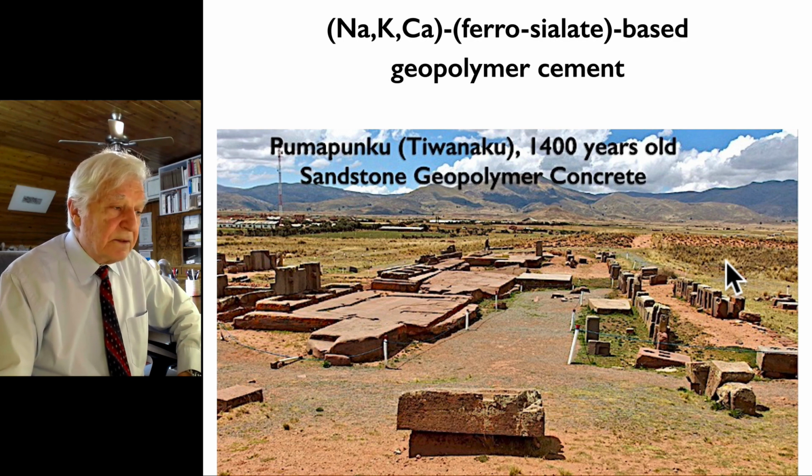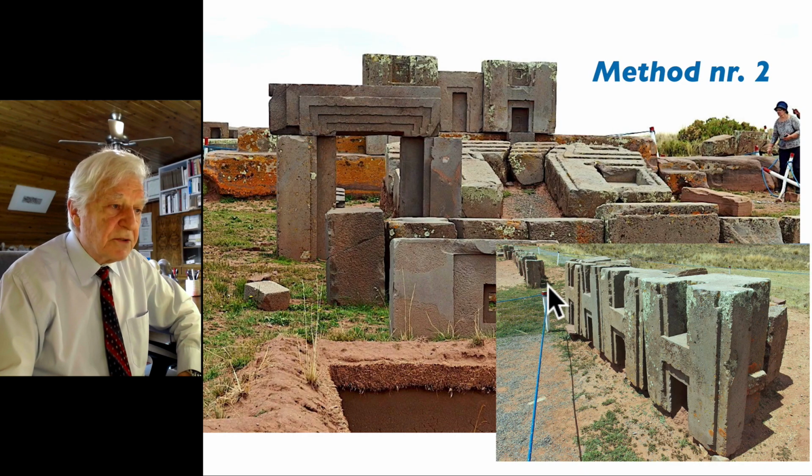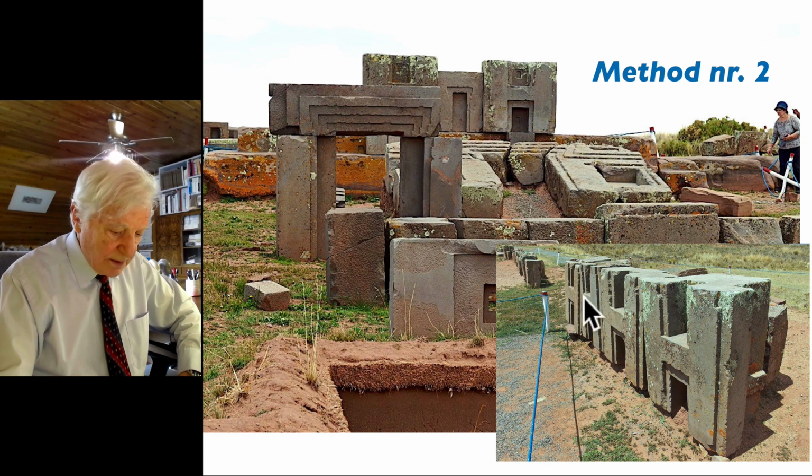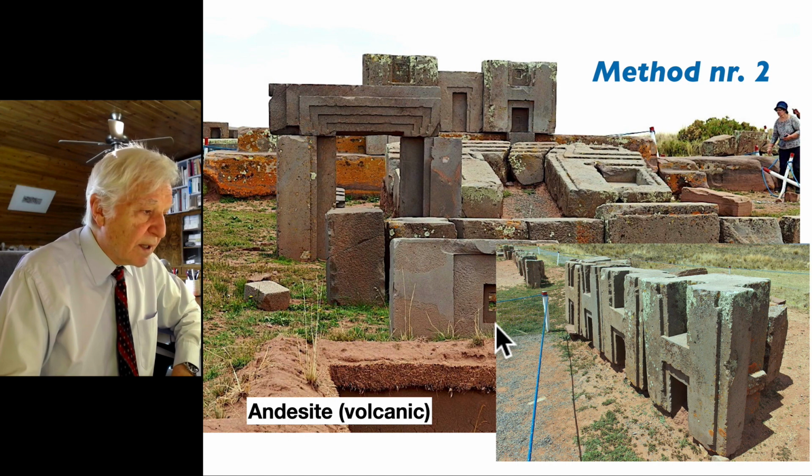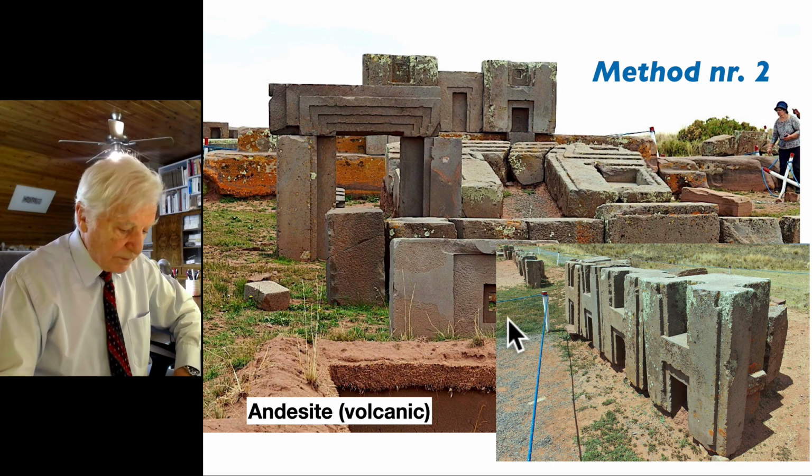So we had discovered that at that site they used two systems, the alkaline system, this is sandstone geopolymer concrete, and method number two, the acidic system for the production of so-called andesite and volcanic stone.